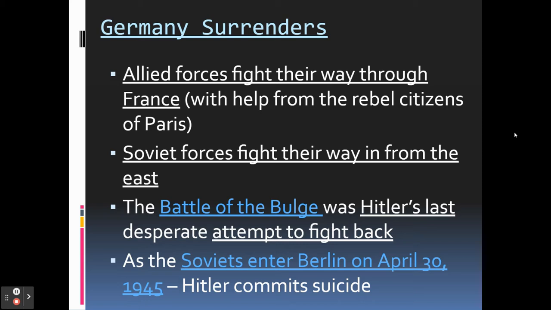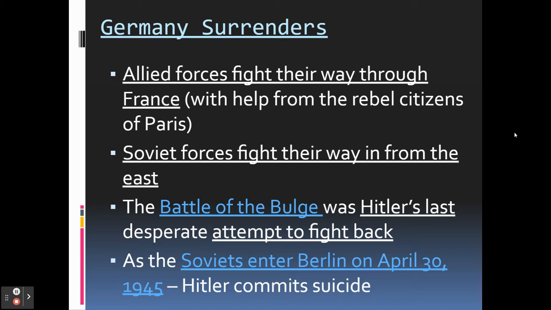Soviet forces from the Soviet Union, they're going to be fighting their way in from the east, from the other side. Okay, so they're coming at Germany from the east. They're going to get all the way to Berlin. They will be the ones who take the city of Berlin and force Germany's surrender.